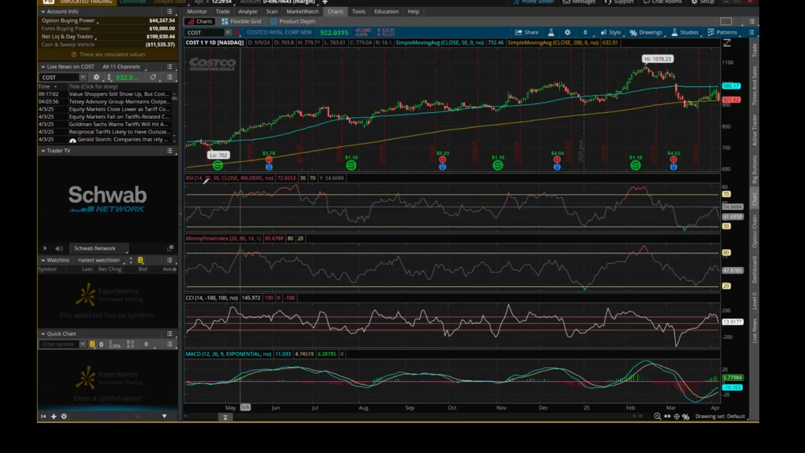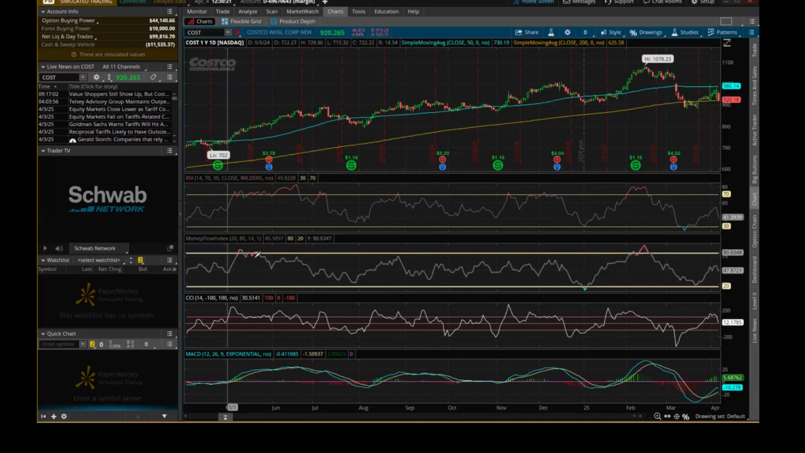So starting off with the RSI. Now, if the RSI is over 70, it means it is an overbought signal. And if it is under 30, then it is an oversold signal. But we see that it is 41.44 now. So it's going to be a hold signal.